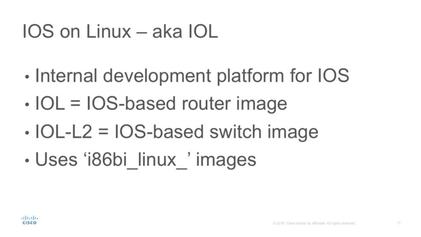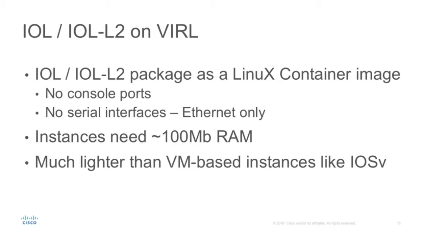And again, just like you saw with the Docker feature, it's going to be used in exactly the same way, exactly the same kind of workflow as you've been using to date. So we're using what they call i86 binary images, and we will include the functionality. So if you have one of these images already, you will be able to load your own IOL image into VIRL and to be able to use that.